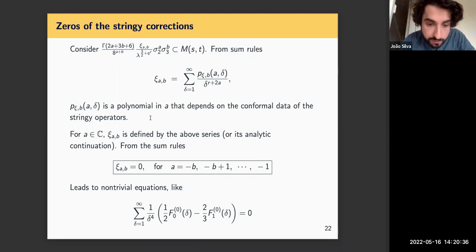Furthermore, it turns out to be very instructive to consider the case where A is negative. So suppose that A is negative. A priori, this does not make sense because you have no negative powers of sigma 2 in the expansion of the Mellin amplitude.